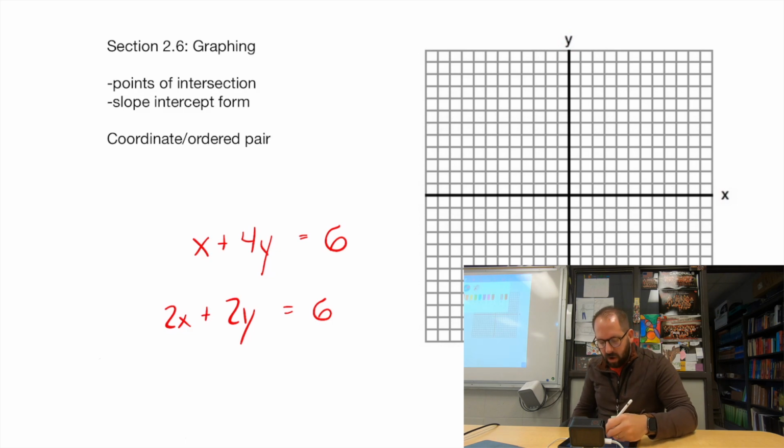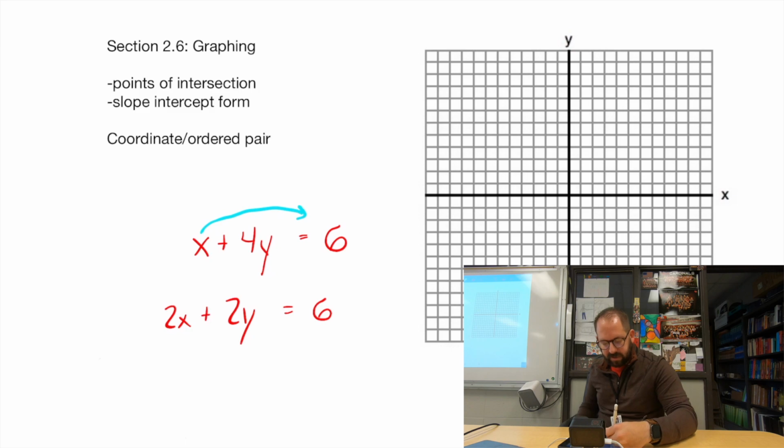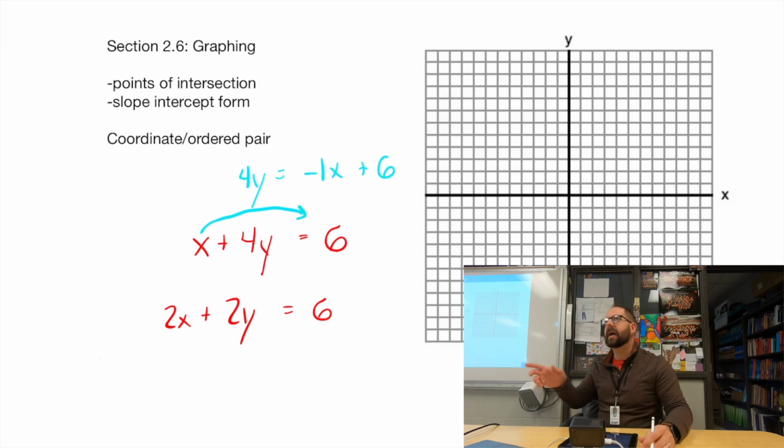When the x moves across, I'll put it in blue here. Hopefully you can see this. I'm going to move this x across and it becomes negative. Anytime it moves across the equal sign, it becomes automatically the opposite. So it's going to be 4y equals negative 1x plus 6. And there is a 1 in front of the x, so when I move it across, it's just negative 1. So, okay, and now the goal is to get the y by itself.